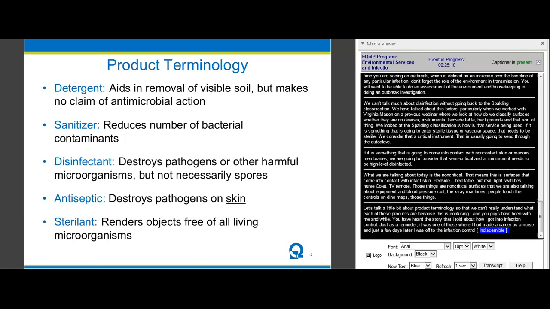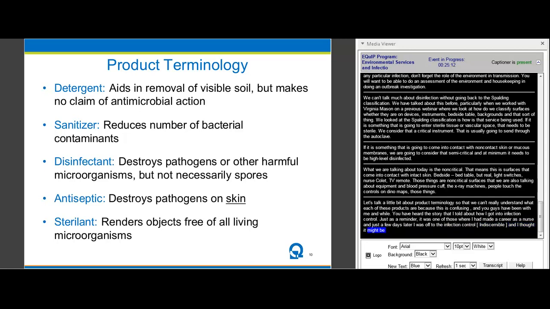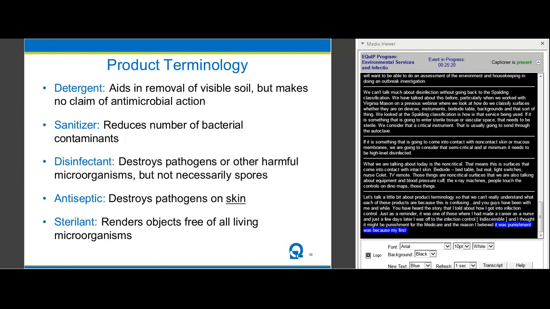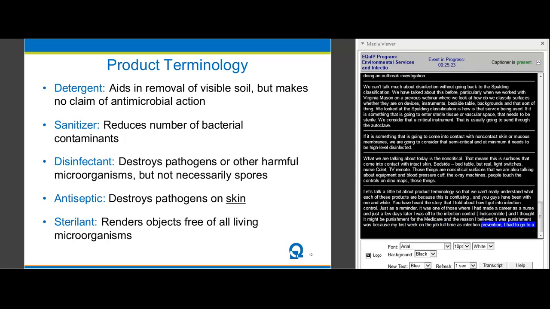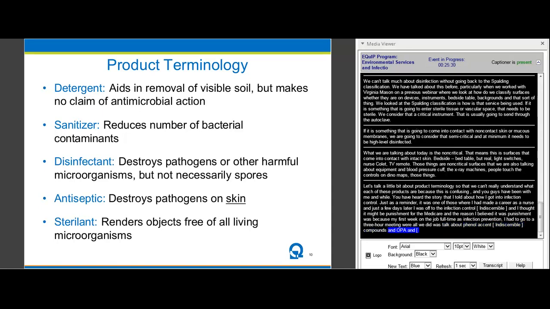And the reason I really believed that it was punishment was because my first week on the job full-time as infection prevention, I had to go to a 3-hour meeting where all we did was talk about phenolics and quat-ammonium compounds and OPA and glutaraldehyde, and I just thought, oh, this has to end soon, otherwise I need a new career. However, I will say that all of it was really important, and even though I didn't understand it at the time, hopefully I can help you today work through a little bit, so if you get stuck in a 3-hour product evaluation meeting, you'll at least know a little bit about what they're talking about.